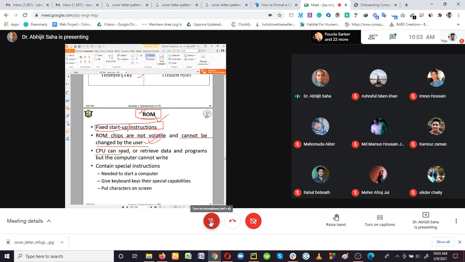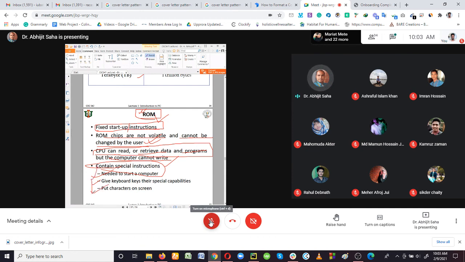The CPU can read and retrieve data and programs, but the computer cannot write. So this is the ability of the CPU, right? The CPU will be able to read or retrieve the data and programs of the ROM, but the computer itself cannot write anything onto the ROM. The ROM contains some special instructions needed to start the computer system, give the keyboard keys special capabilities, and put characters on the screen.